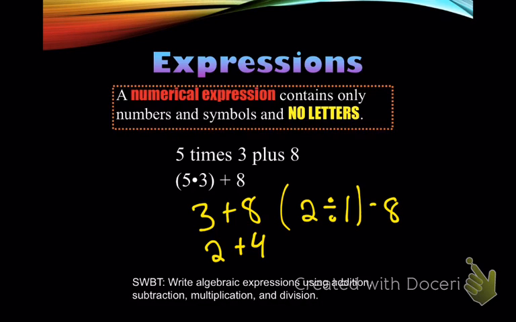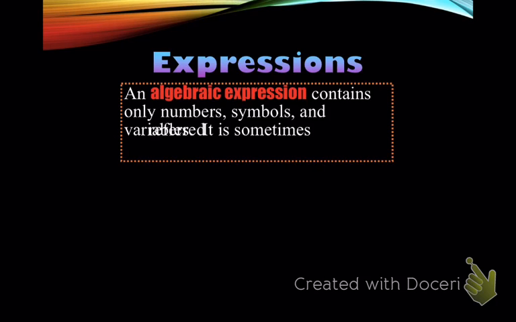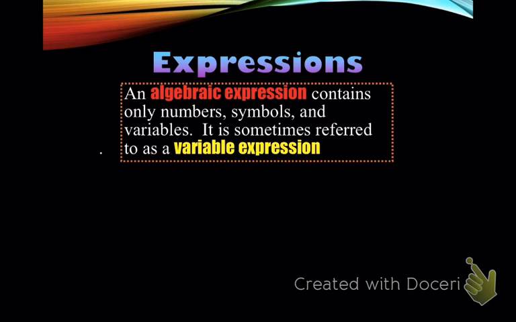All of those things are numerical expressions because they only include numbers and operations. That is it. Okay, let's move on. Next one, algebraic expressions. Algebraic expressions contain only numbers, symbols, and variables. This is a little bit different. It is also sometimes referred to as a variable expression.